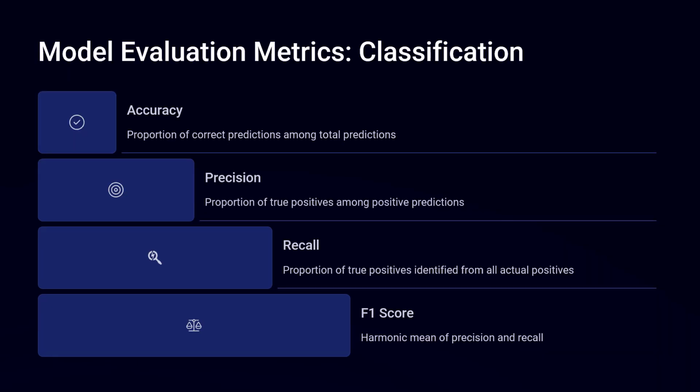Model evaluation metrics, classification. Accuracy. Proportion of correct predictions among total predictions. Precision. Proportion of true positives among positive predictions. Recall. Proportion of true positives identified from all actual positives. F1 score. Harmonic mean of precision and recall.